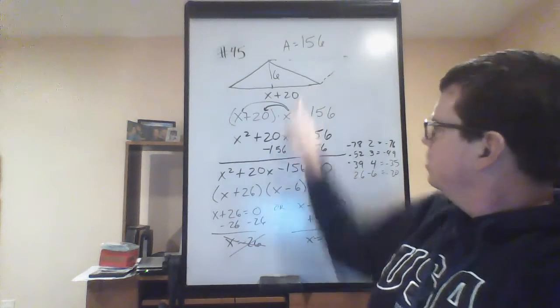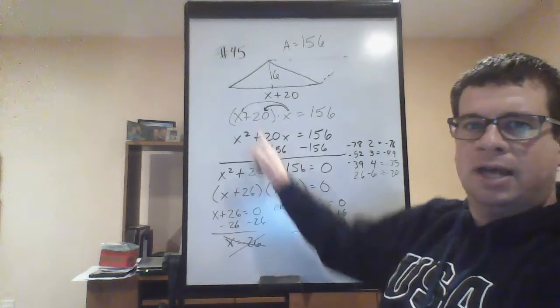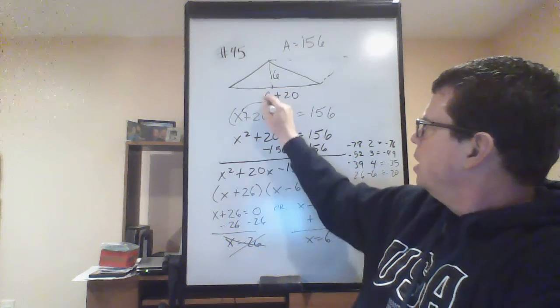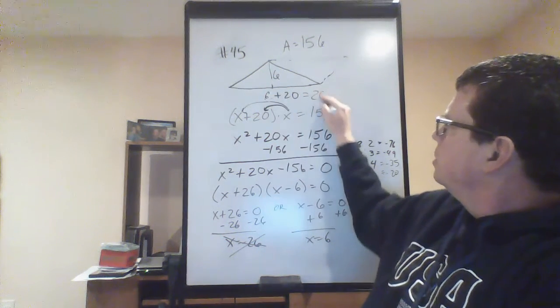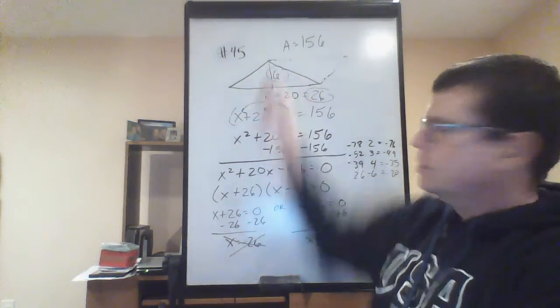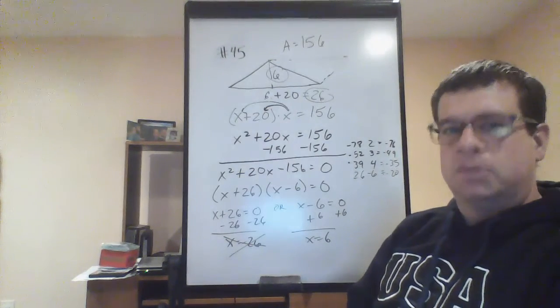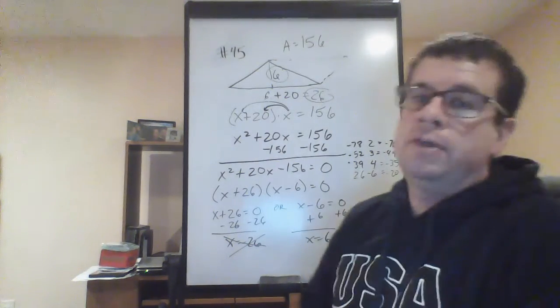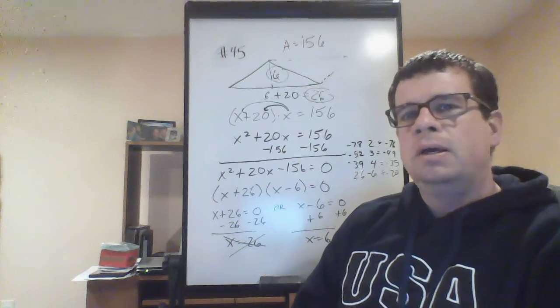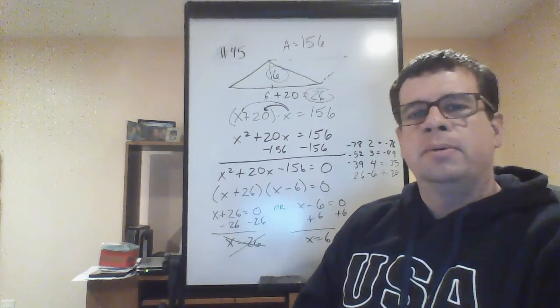Well, what's its base? Again, we know that x is 6 now, so I can replace x with 6, and 6 plus 20 is 26. This triangle has to have a base of 26 and a height of 6. Okay, so hopefully that helps. Again, it's very similar to 43, dealing with that triangle instead of a rectangle, which makes it just a little bit more challenging.